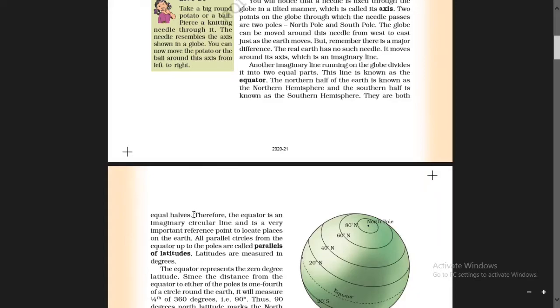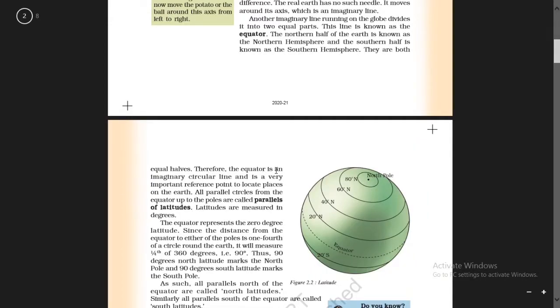Therefore, the equator is an imaginary circular line. These are imaginary lines, boys. Circular line, and it is a very important reference point to locate places on the earth. That is why the equator is an imaginary circular line. It forms a circle and is a very important reference point. It is very important to locate places on the earth.